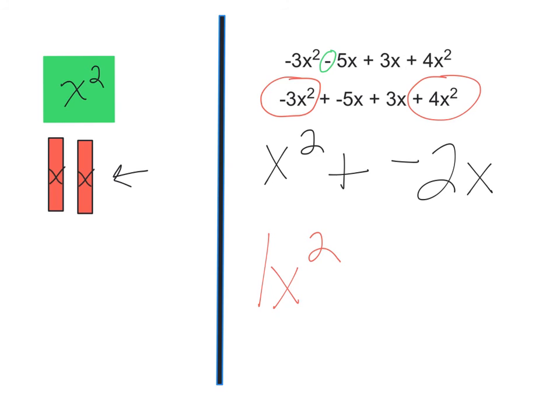Then if you take a look at these, those have the same variable with the same exponent because you're using the same kind of tile. You have 5 red x's and 3 green ones. Well, use your addition rules to put them together, and you get negative 2x.